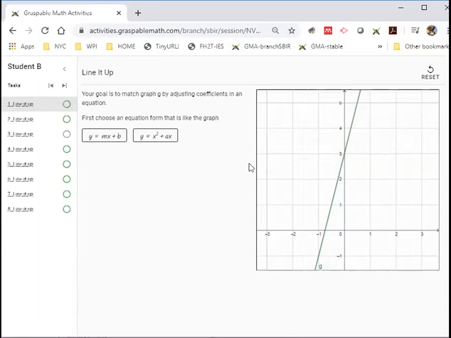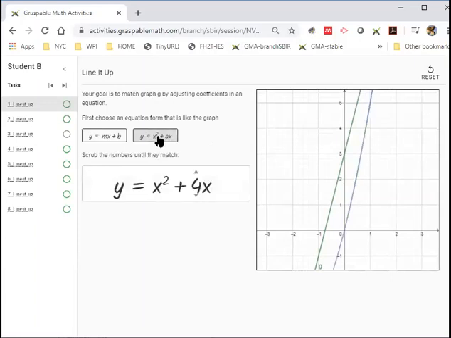Okay, the directions here say your goal is to match graph G by adjusting coefficients in an equation. First, choose an equation form that is like the graph. So I can click on one of the equation forms and a default equation shows up. The triangles above and below the number 4 indicate that we can change the value on that coefficient.